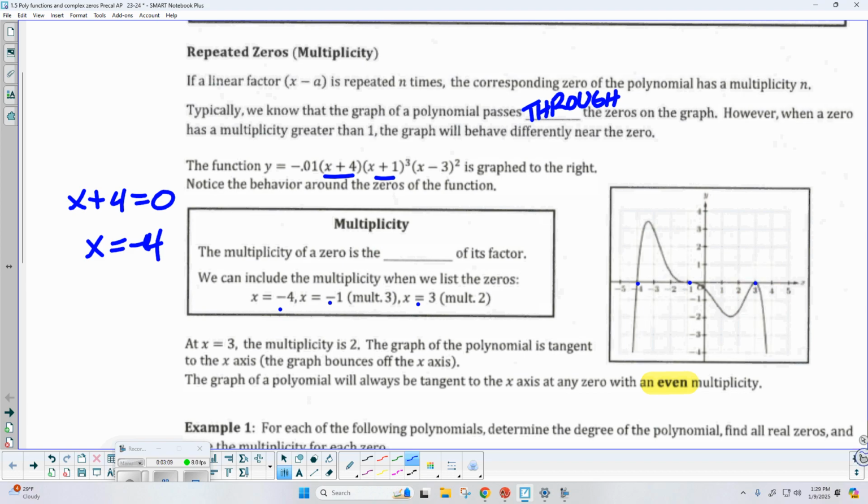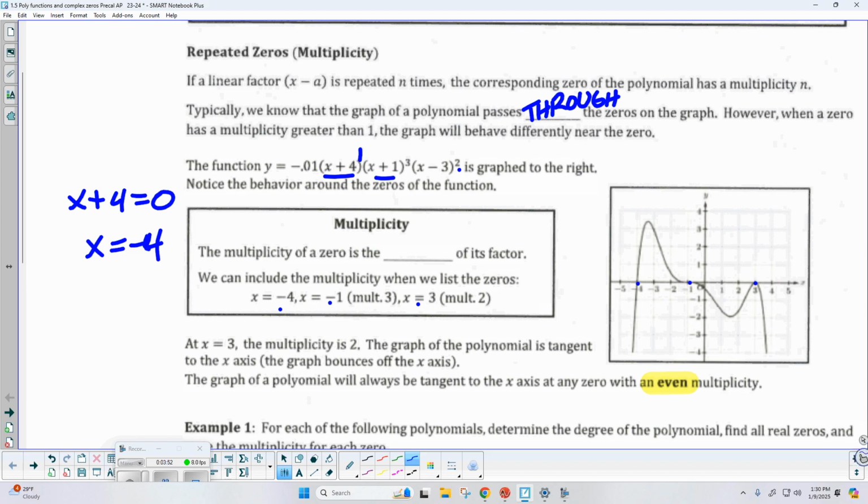Okay. But something is happening at one of the roots. You'll notice the graph crosses at negative 4 and negative 1, but at 3, it just hits the axis and bounces back. What's different about 3 than the other two? Does anybody notice it? Not the fact that it's negative. That's a good idea, though. Look at the powers on the groups where those zeros came from. So x plus 4, there's no power, so we have to understand that's a 1. Okay, this one's a 3. This one's a 2. So is there a difference between them?